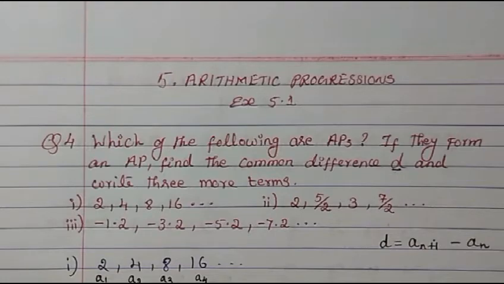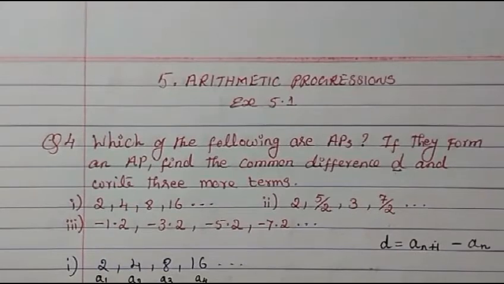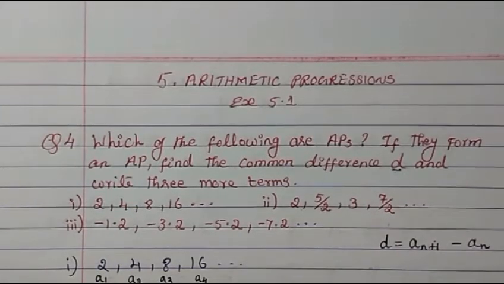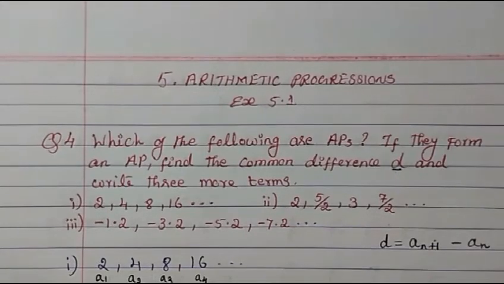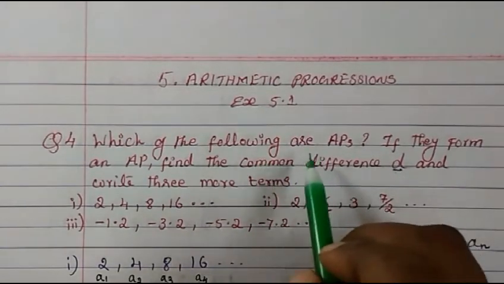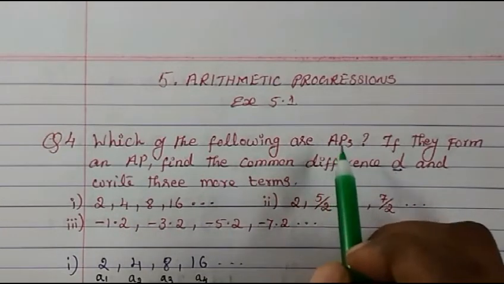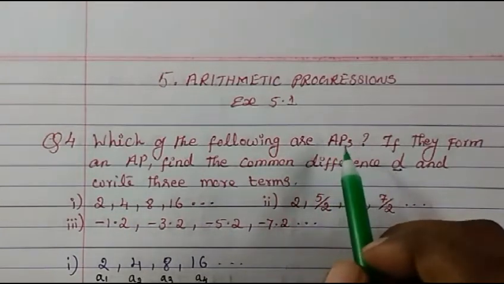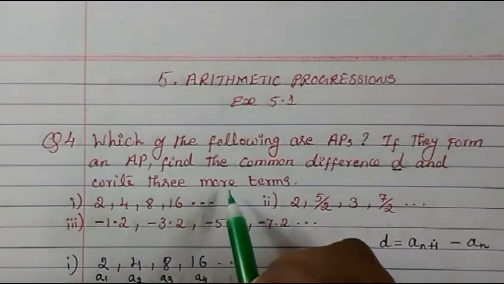I have already explained during the introduction, at the beginning of this sum, in a detailed way. So just go through that and you will be able to understand. In short, whatever the given series, we have to find whether it is an AP or not. Then if it is an AP, we have to write 3 more terms.